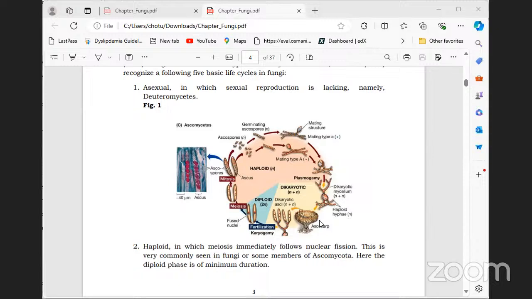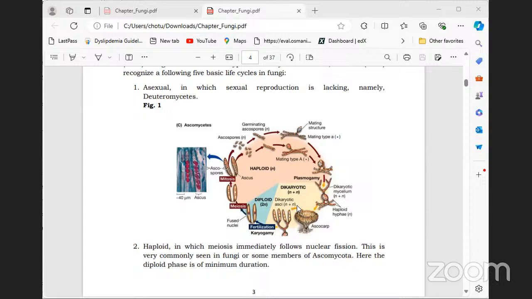Ascocarp is the fruiting body. Ascospores finally produce the asci. This is a haploid condition. After fertilization, karyogamy occurs and the nuclei fuse. This fused nucleus then undergoes meiosis.